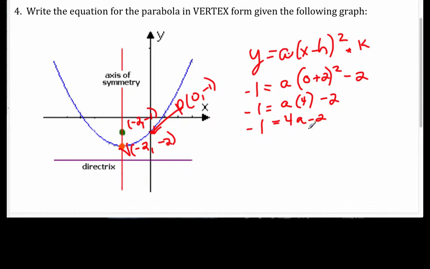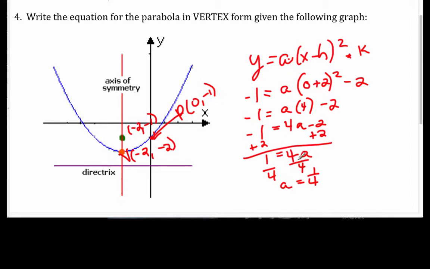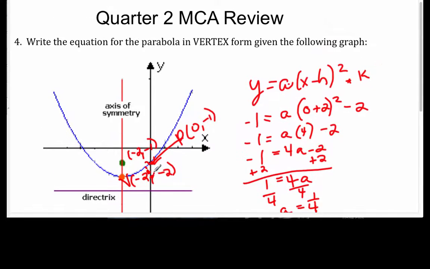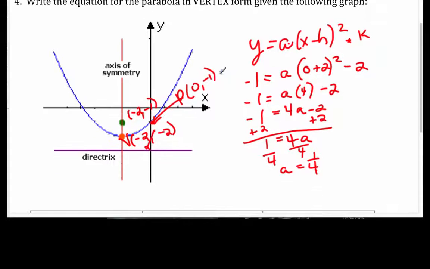All right, so now I've got to get the a by itself. So let's add 2 to both sides. Add 2 here, and I have 1 is equal to 4a. I've got to get a by itself, so we divide by 4. I get that a is equal to 1/4. Let's just extend that to make it look more like a 4. All right, so now I have a. I have h right there, and we have k right there. So now we've got all the parts we need to substitute in here.